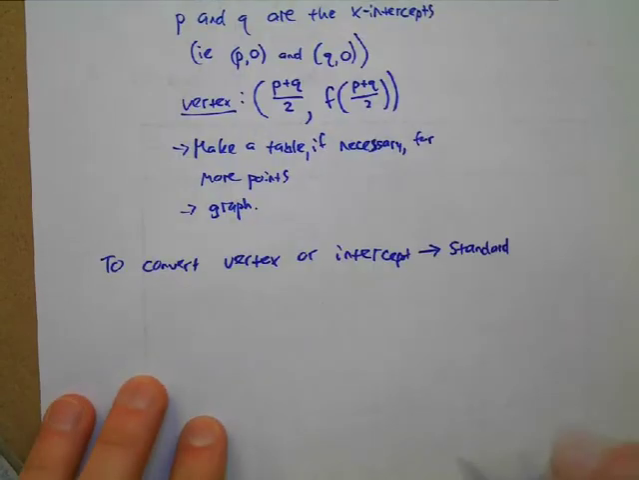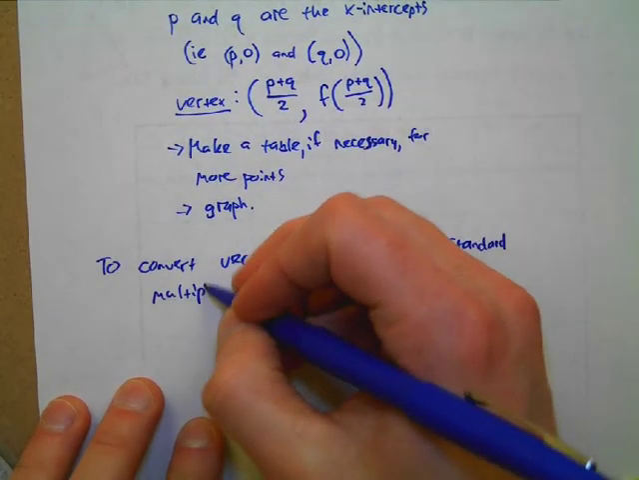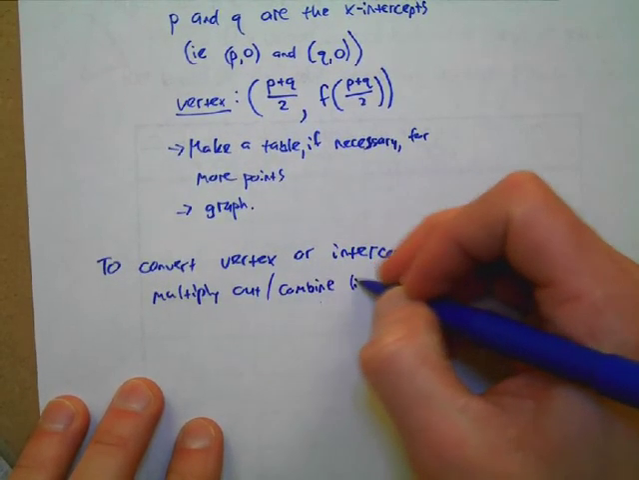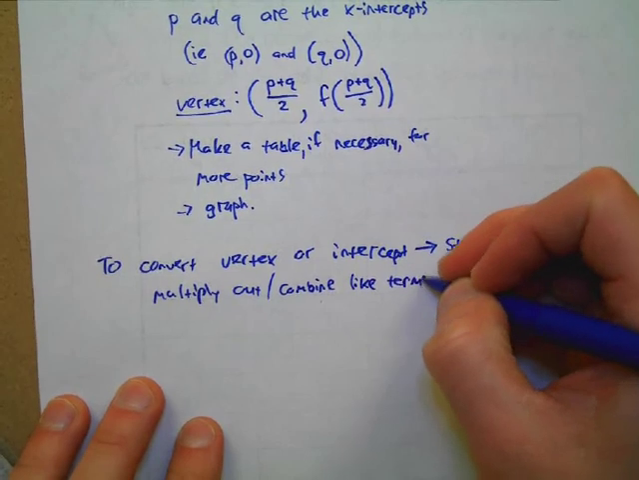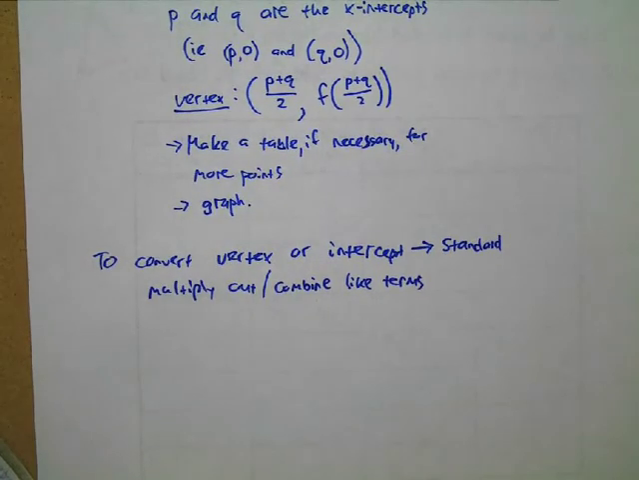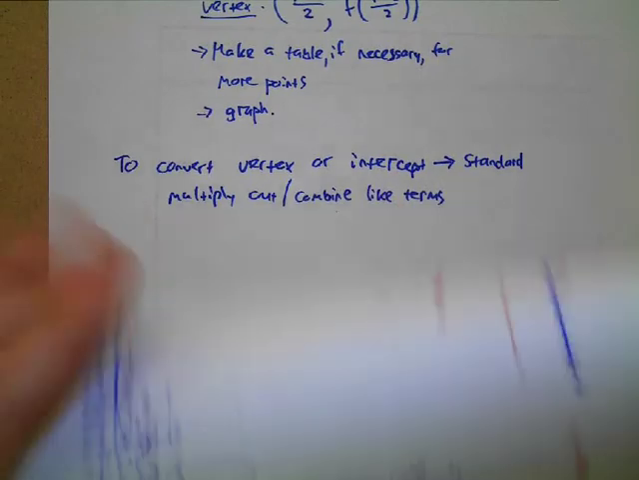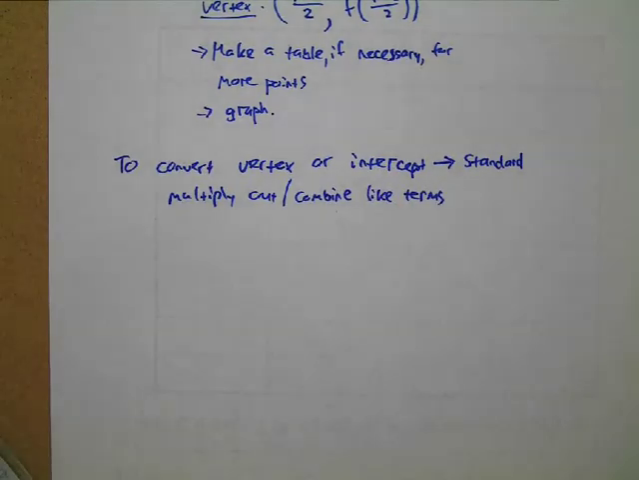Multiply things out, okay? So to convert vertex or intercept form to standard, multiply out and combine like terms. Okay, so the same thing, what Dylan said there, is going to work too for our intercept form.